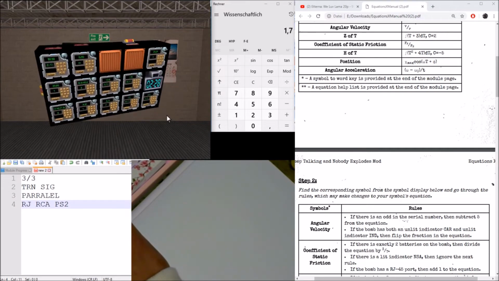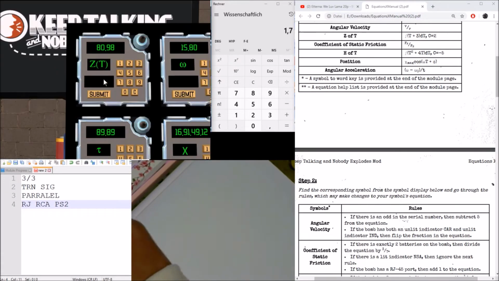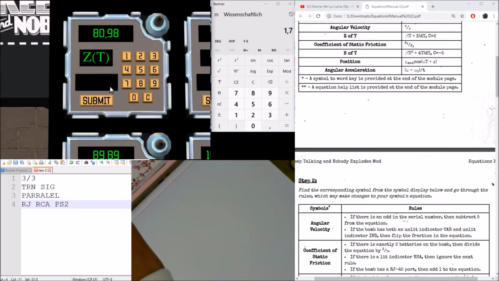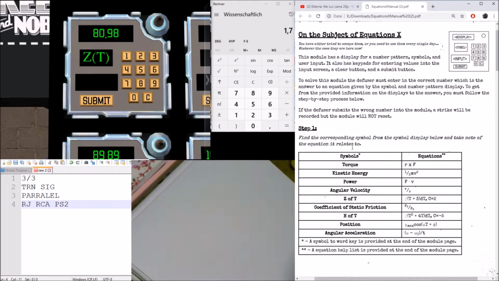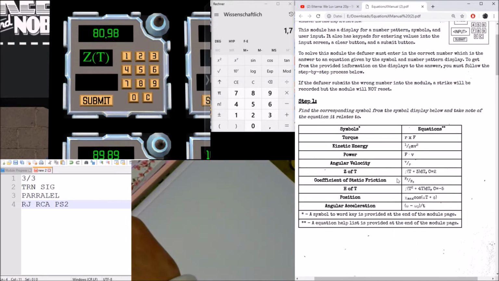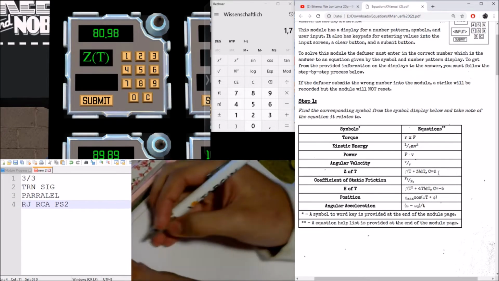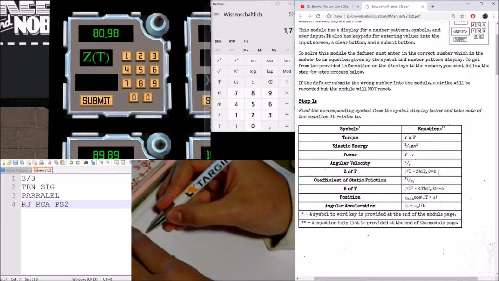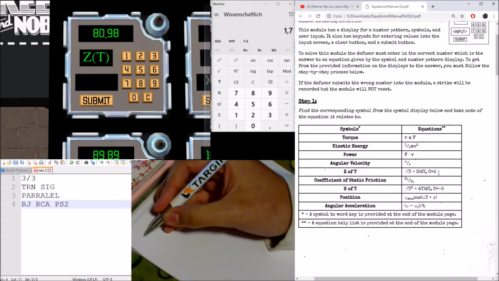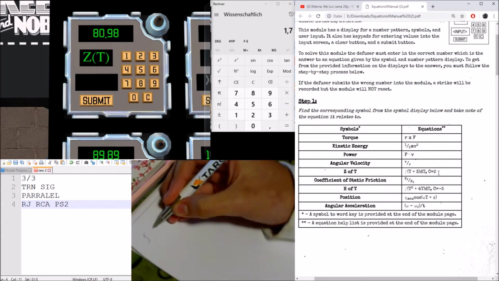So let's do z of t. So z of t is one of the integral equations. First step, you have to find out which one it is. So it's right here, and you write this down. It's probably easier if you use a piece of paper, or if you can do it somehow on the PC, that's also good, but I just use a piece of paper.